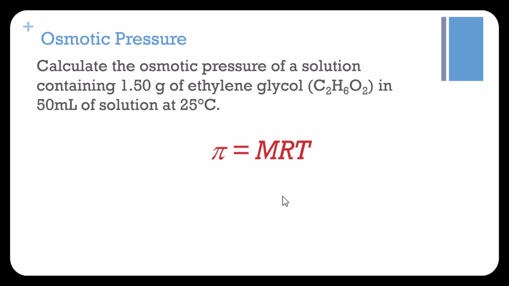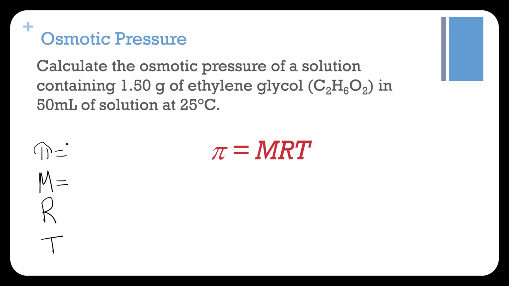Calculate the osmotic pressure of a solution containing 1.5 grams of ethylene glycol in 50 grams of solution at 25 degrees Celsius. So over here, I'm just going to quickly take inventory of what I know, trying to figure out what I'm solving for, and then fixing any variables that need to be fixed. So osmotic pressure, molarity, ideal gas constant, and temperature.